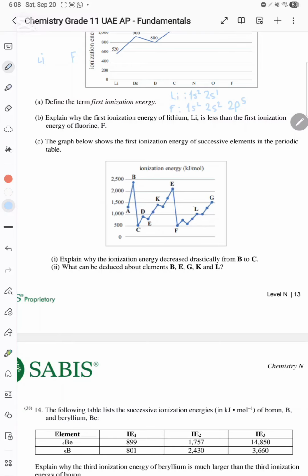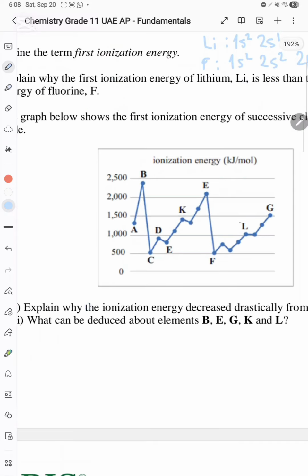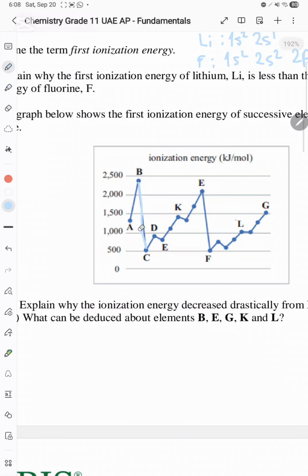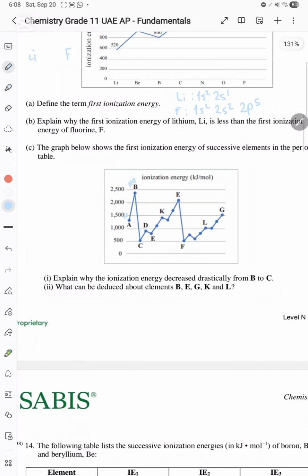Now, explain why the ionization energy decreased drastically from B to C. Now, we know that these are the first 20 elements. So this is hydrogen, helium, and so on. So we know that between B and C, it decreased drastically. Why did it decrease?